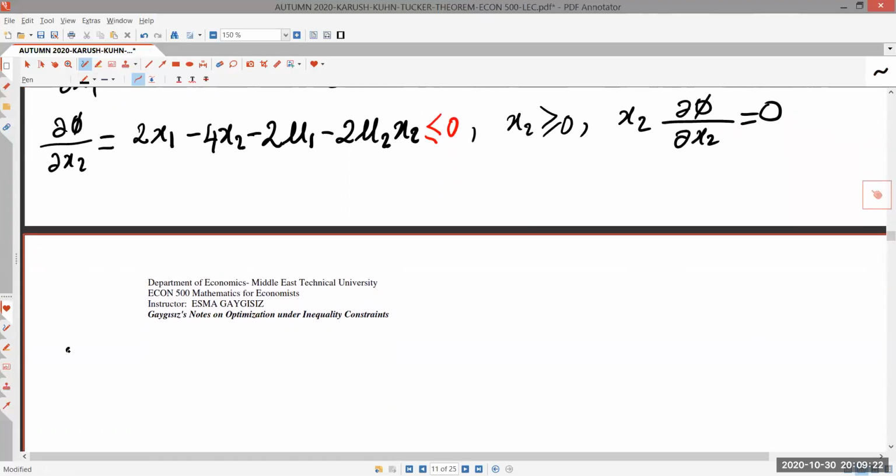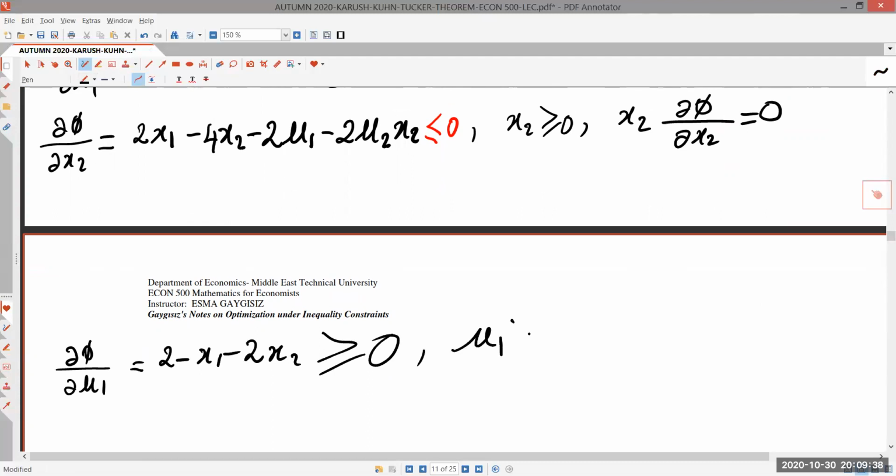We need to take the derivatives with respect to mu1 and mu2. When we take the derivative with respect to mu1, we get 2 minus, basically these are constraints, and this must be greater or equal to 0, and mu1 also must be greater or equal to 0. And when it comes to here, mu1 times basically the constraint function, the first constraint function, this must be equal to 0.